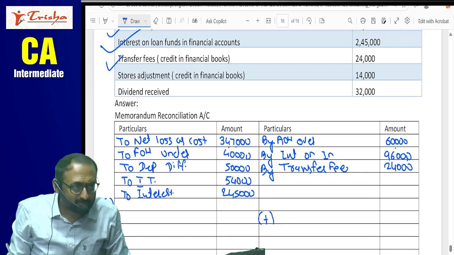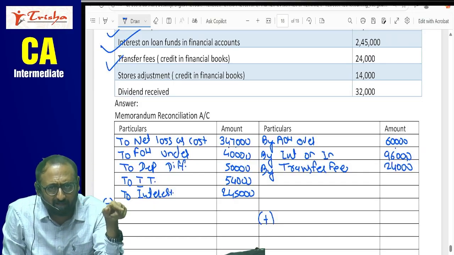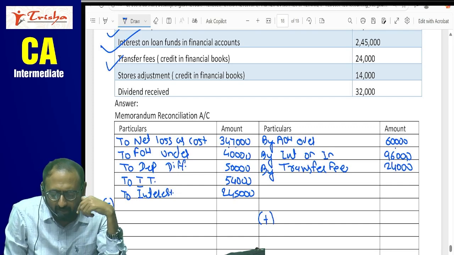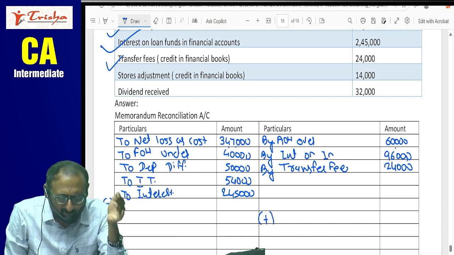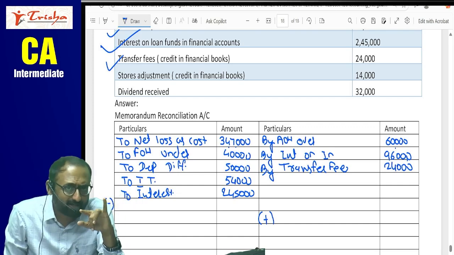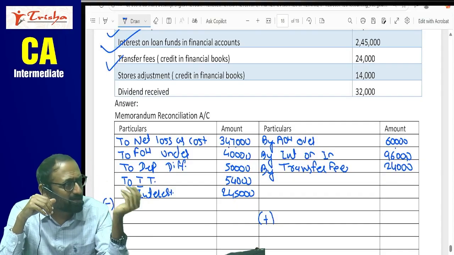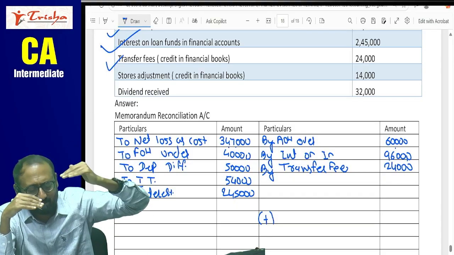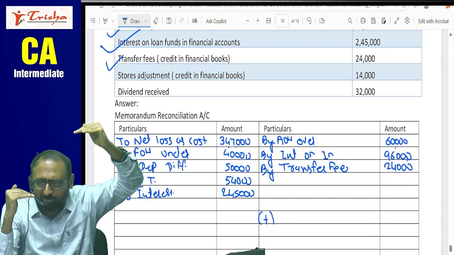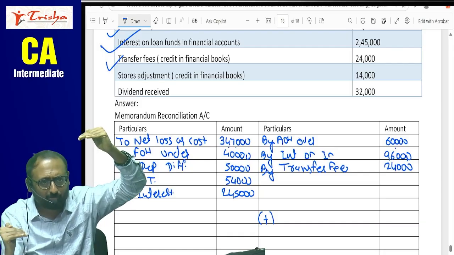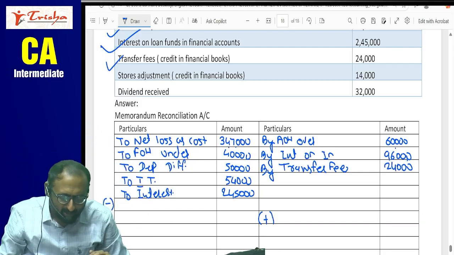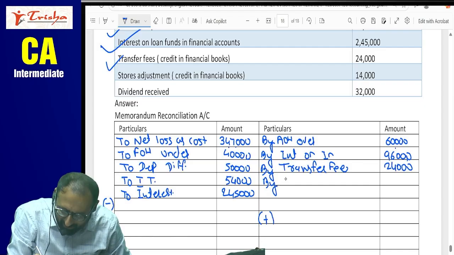Please check the next item, Sirji. Store adjustment, debited or credited in finance? Read, Sirji. Store adjustment credited in finance. Credit all incomes and gains. So, in the finance, you are considering this as an income. But in costing, you have not considered that. From costing, you are going into the finance, you will have to add that. So, by stores adjustment, 14,000.